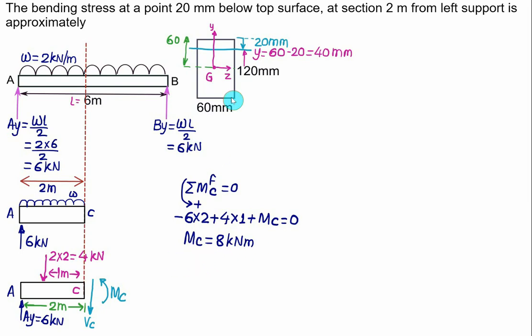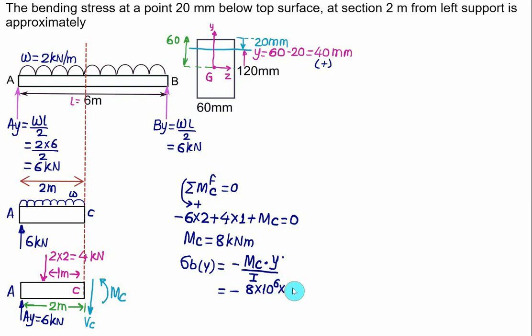Once we know the bending moment and we know the distance y, and this value comes out to be positive, the bending stress at a distance y is given as minus bending moment at point C multiplied by the distance y divided by I. Now this distance is measured above G, so you have to take this value as a positive value, and the bending moment itself is a positive value. So we have minus 8 kilonewton meter, which is 8 into 10 to the power 6.